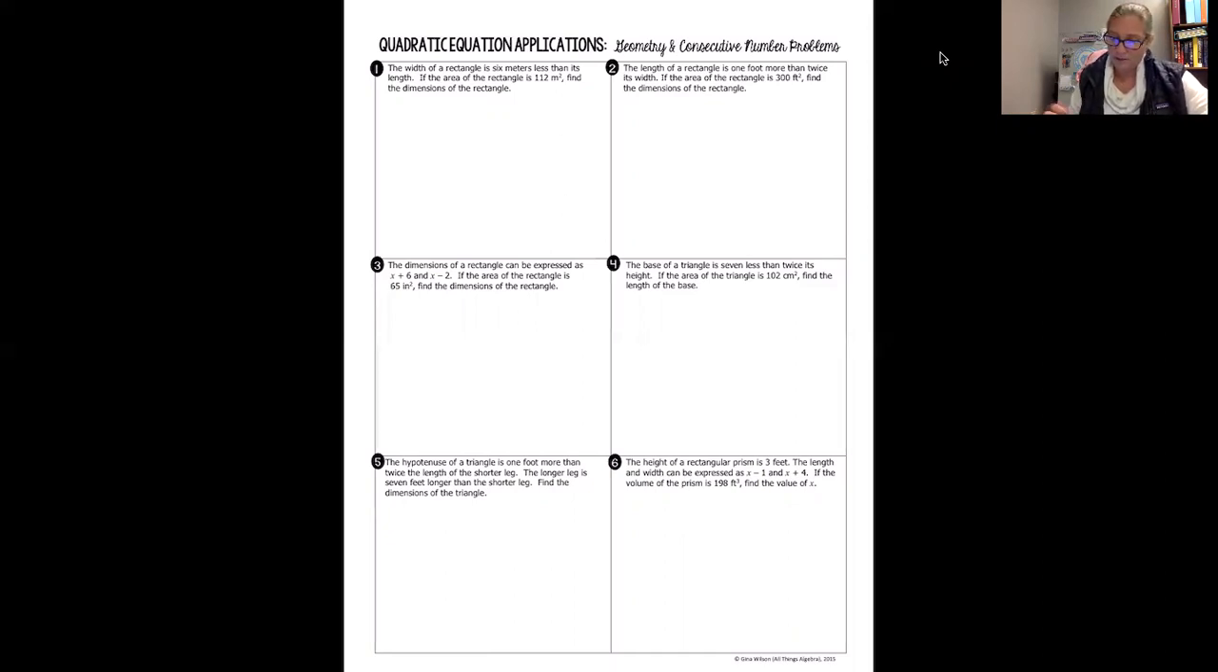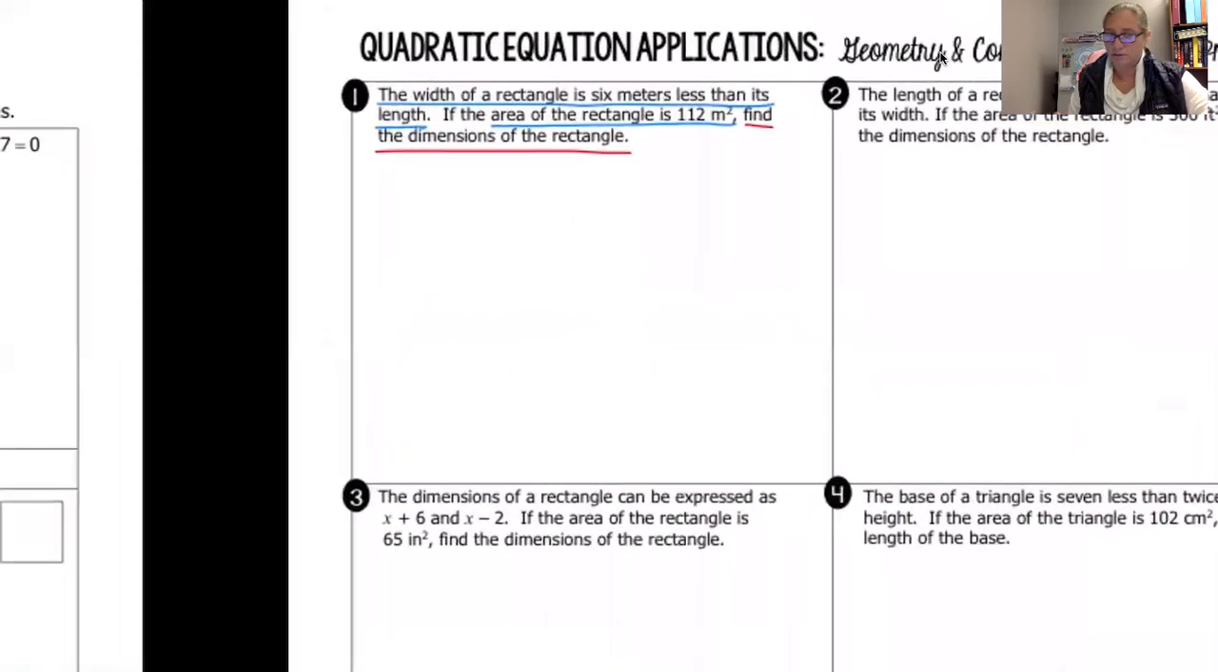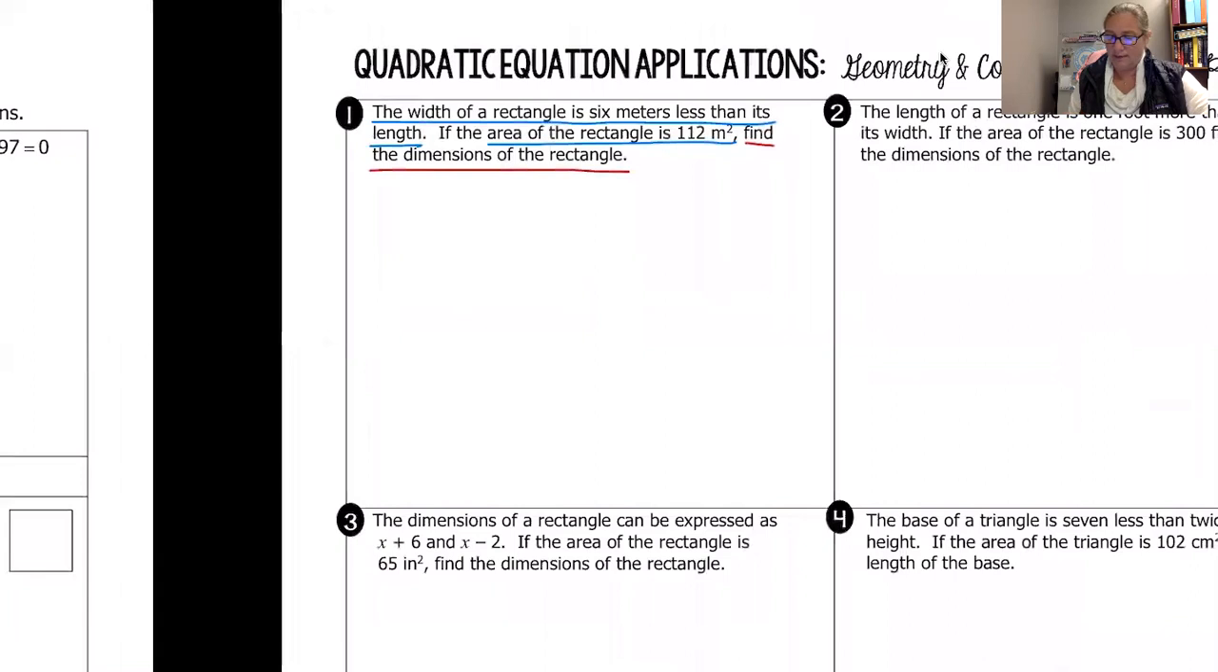Number one, the width of a rectangle is 6 meters less than its length. All right, I'm going to underline that because that's important. If the area of the rectangle is 112 meters squared, here's your question. Find the dimensions of the rectangle. So it's a good idea for you to analyze your problem and to figure out as much as you can before you get started.